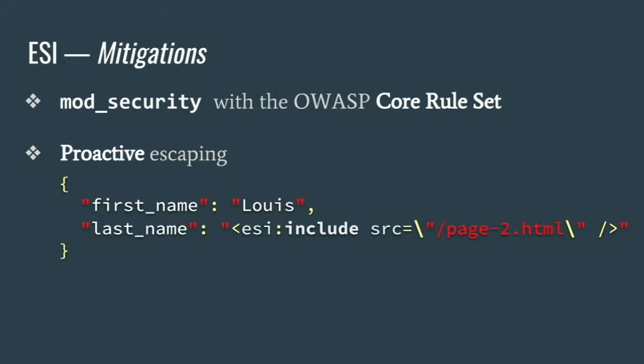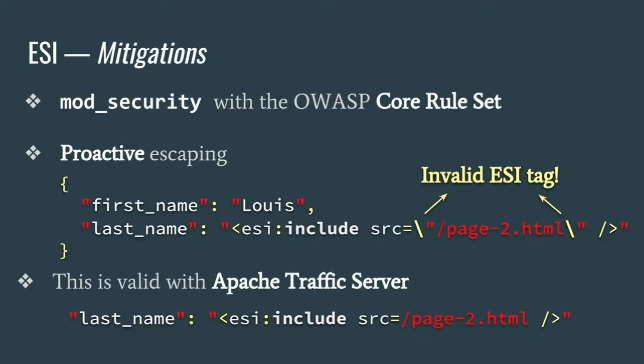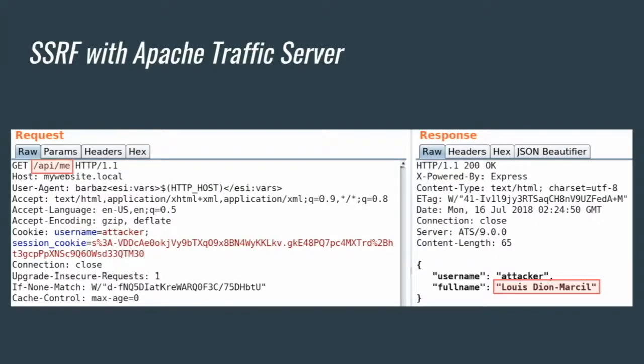Now here, of course, I have a small problem, meaning I have invalid ESI tags because of the double quotes, right? However, ESI implementations have very flexible syntax. So for example, Apache Traffic Server will allow me to just drop the double quotes, and it's just fine. So you can do server side request forgery, right? So here's a fictive REST API.